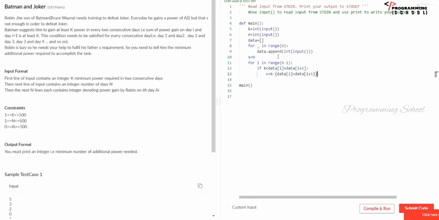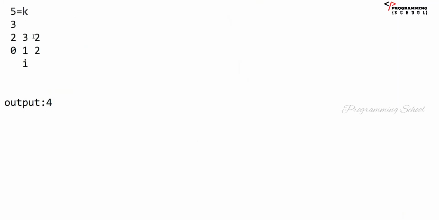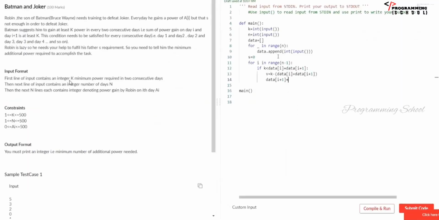I'm going to find what is the difference between k and data of i, and now I'm going to manipulate data of i plus 1 plus is equal to v. I'm going to update here like this, right? But I'm going to find what is the difference. For example, if this is going to be 0 and this is going to be 1, and I'm at this position, I'm going to find what is the sum here. The sum is going to be 2 and the difference between this k and this one is going to be 3, right? I'm going to find that value and place it in v here.